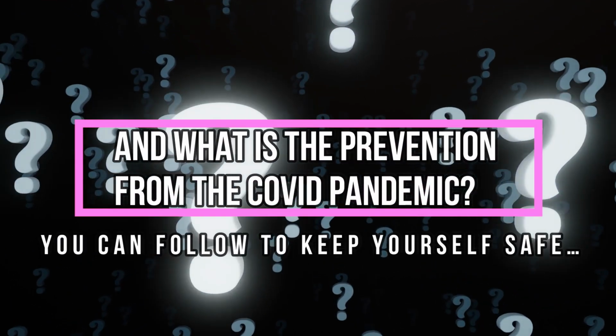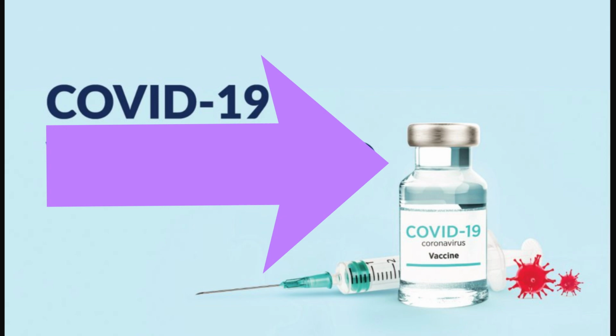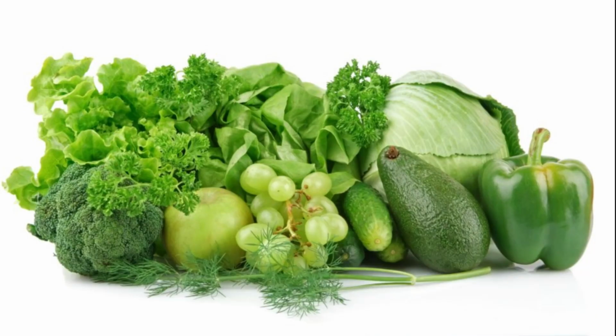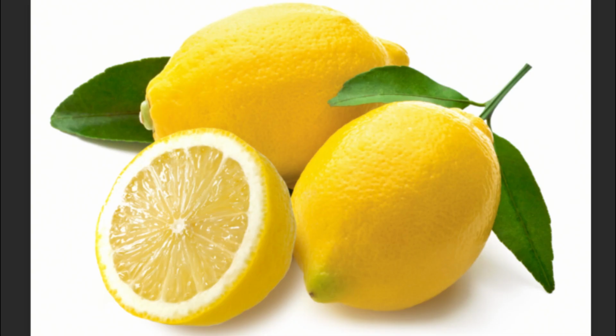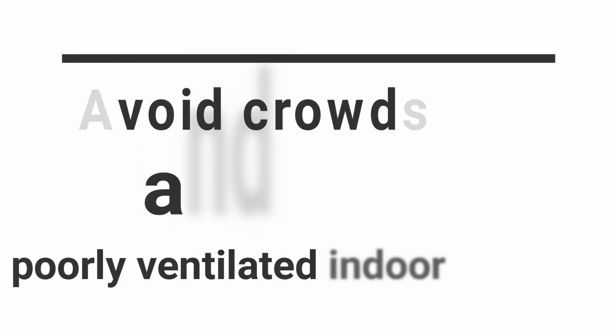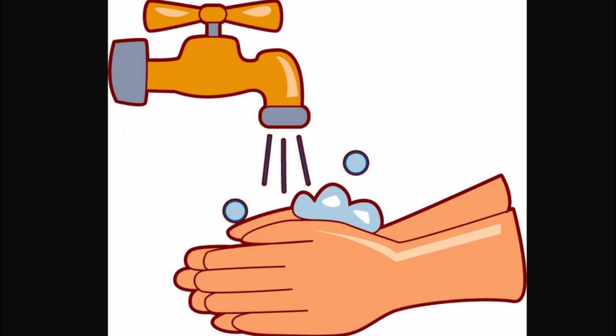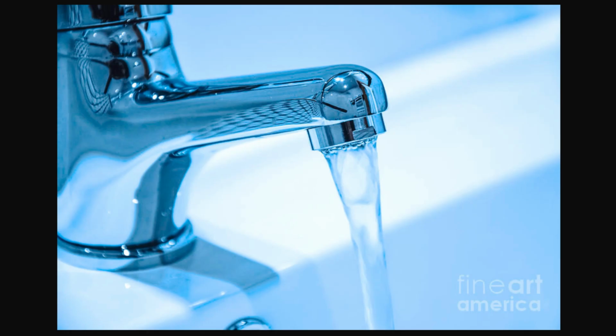And what is the prevention from the COVID pandemic you can follow to keep yourself safe? The most important step to follow is to get a COVID-19 vaccine when it is available to you. Eat green vegetables and plenty of fruits, especially vitamin C ones like oranges, lemons, strawberries, etc., to increase your immunity power. Wear a mask that covers your nose and mouth to help protect yourself and others. Stay 6 feet apart from others who don't live with you. Avoid crowds and poorly ventilated indoor spaces. Wash your hands often with soap and water. Use hand sanitizer if soap and water is not available.